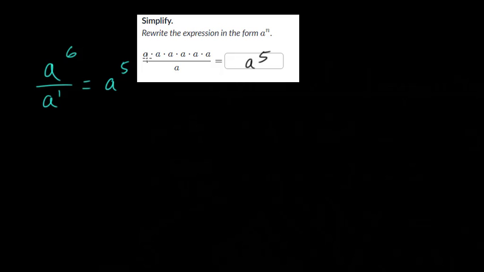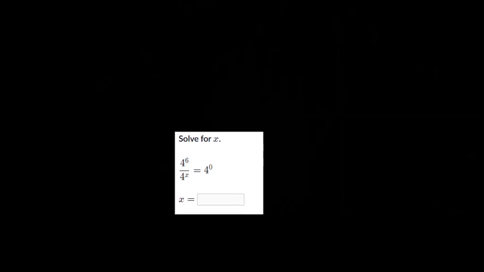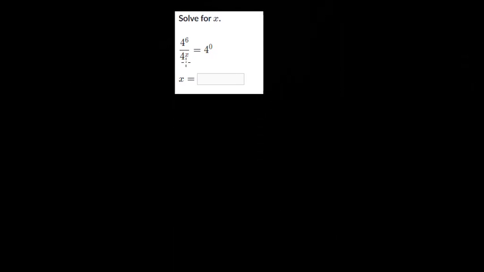But you can also see that by just making a cancellation. Since you have a divided by a, so that and that cancel. And then in the end, you're just left with 5 of these a's multiplied together. And let's do one last one. So we have 4 to the 6th divided by 4 to the x, and this would have to be 4 to the 0. So I'll rewrite it. 4 to the 6th divided by 4 to the x equals 4 to the 0 power.